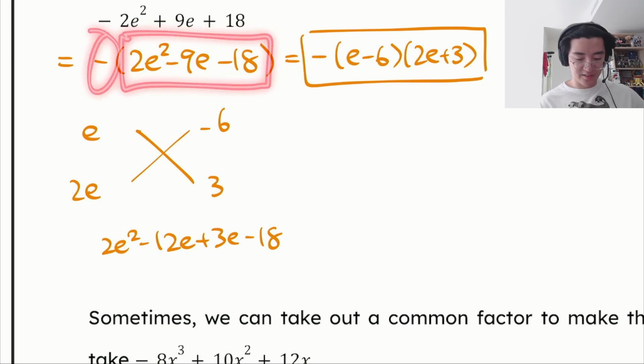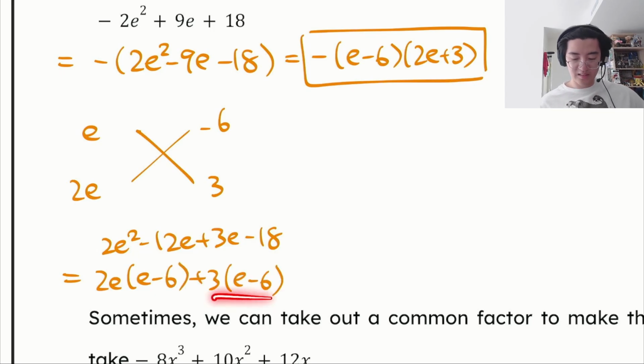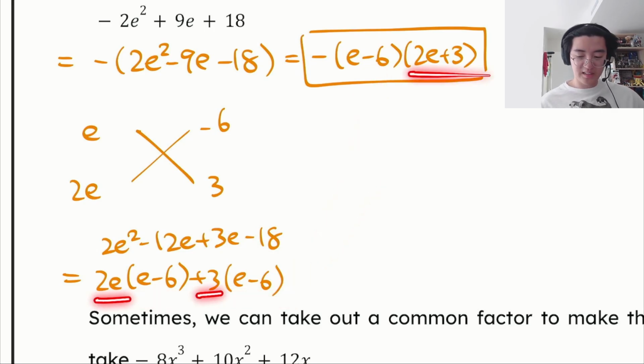We took the negative sign out already. Okay, there we go. Oh, look at that. We got it. Take out a 2e, take out a 3. There we go. Okay, that's why I was off. Let's factor out the e minus 6, 2e plus 3. Right, remember, we have the negative sign in front as well.